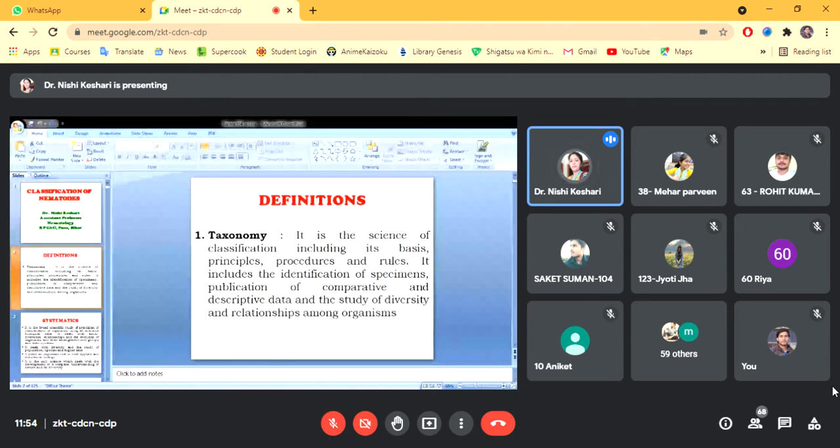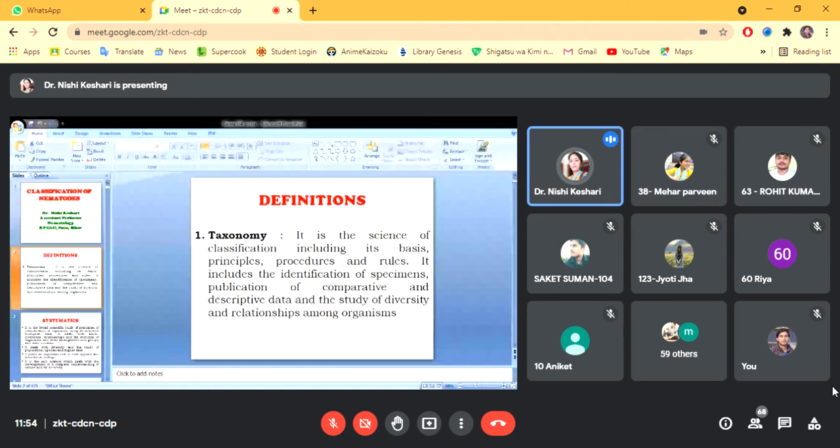Like taxonomy. Taxa are the different stages of classification, which we will study later on. Taxonomy is the science of classification, including its basis, principles, procedures, and rules. Whatever organisms are there, you have to classify them, and on what basis you are classifying, on what principles, what procedures you apply, and what the rules are.